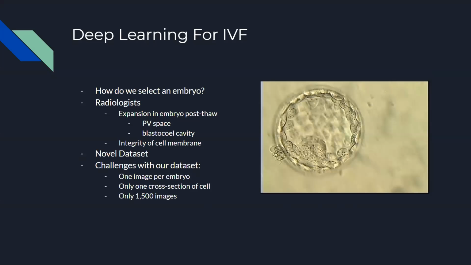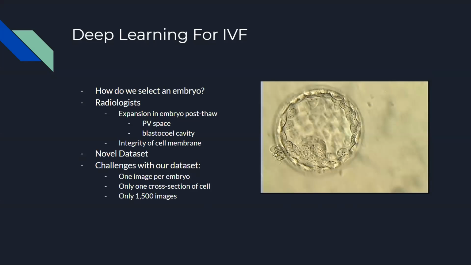Radiologists generally look at the cytoplasm of the cell in order to determine the expansion that the cell is going through. And the extent of that expansion will be an indicator for how successful that embryo could be in in vitro fertilization. So it's important to look at the PV space and blastocoel capacity. And just generally, we want to look from a 3D perspective at how the integrity of the cell membrane is.